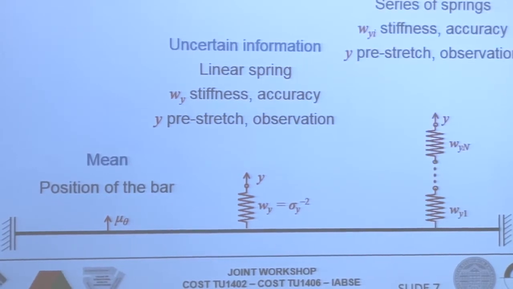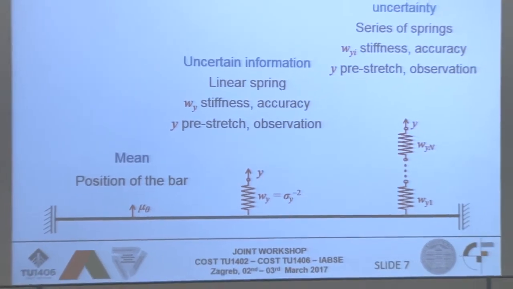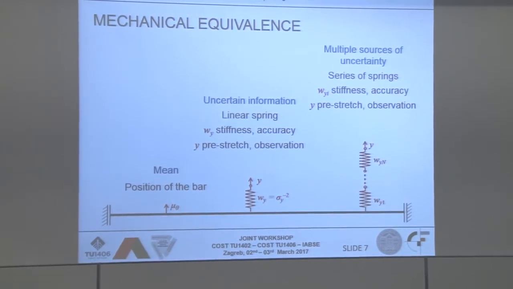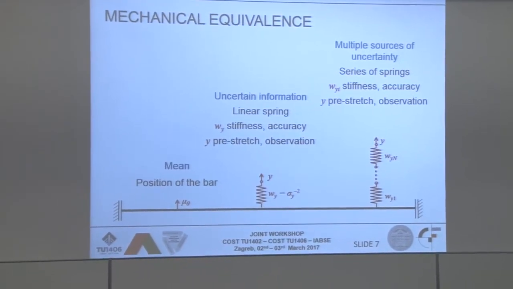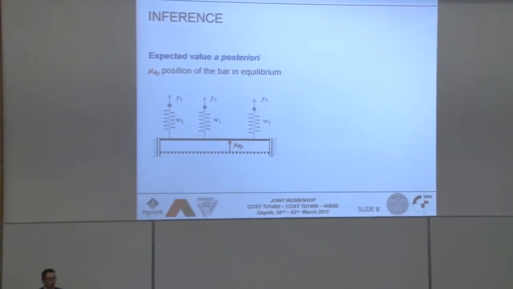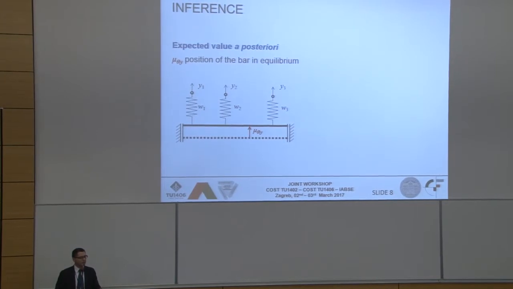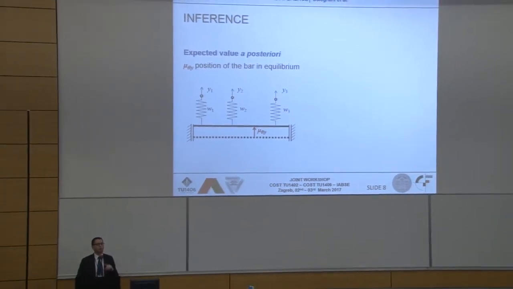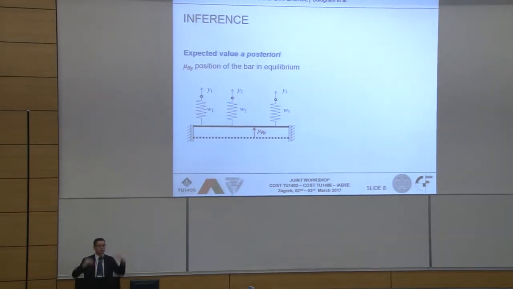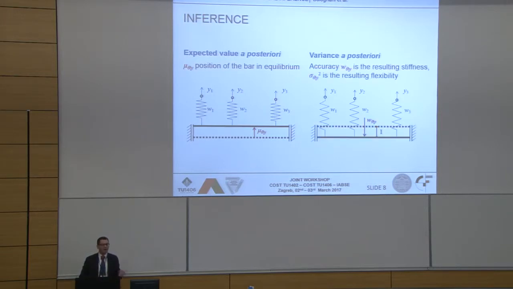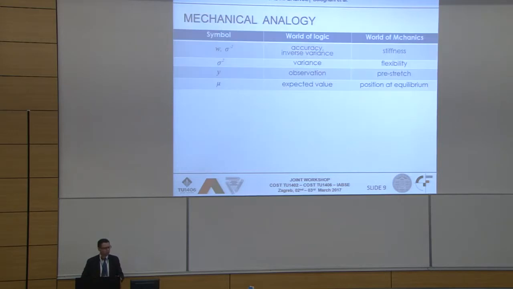And if we have information that is subjected to many sources of uncertainty, it's like attaching our bar to a set of springs in series, and each spring is basically one of the sources. So what is inference in this case? The posterior expected value for our parameter is basically the position of the bar at equilibrium, when all the information is attached to our system. And the posterior variance is basically the flexibility of our system once everything is at equilibrium.